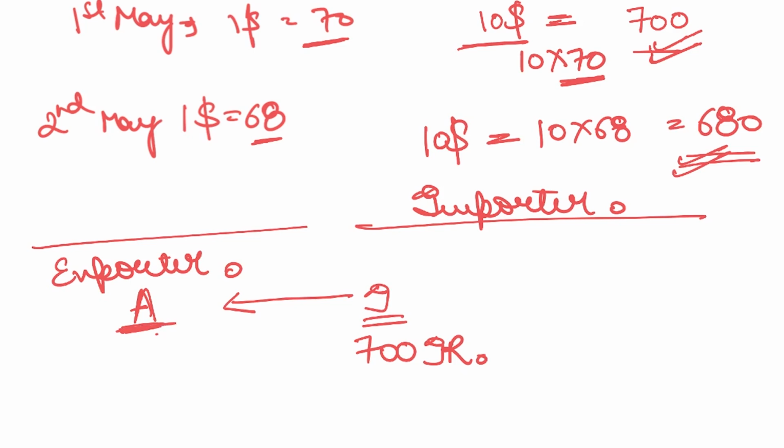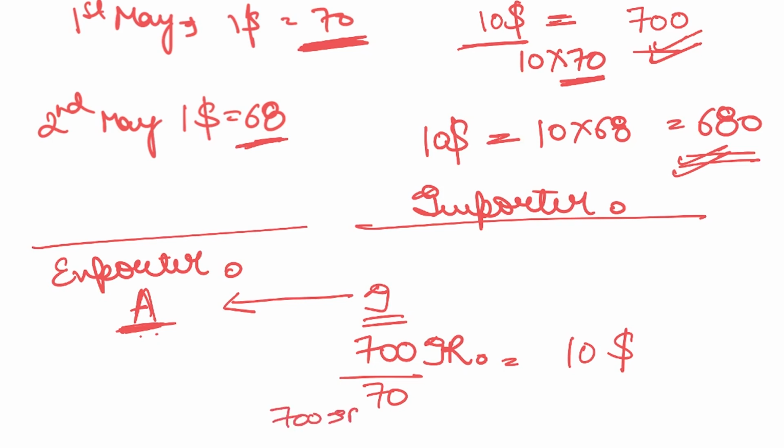Now based on this exchange rate, which is 70 rupees, how much does this American company have to pay? 700 divided by 70, that means $10. So the American company will give $10 and the bill of the Indian company is settled. Now talking about the situation on 2nd May, where the rupee has appreciated or the value of the dollar has depreciated, again the bill is of 700 Indian rupees.